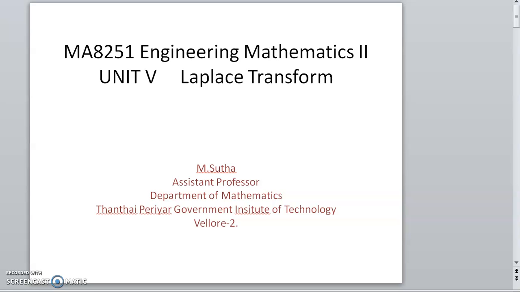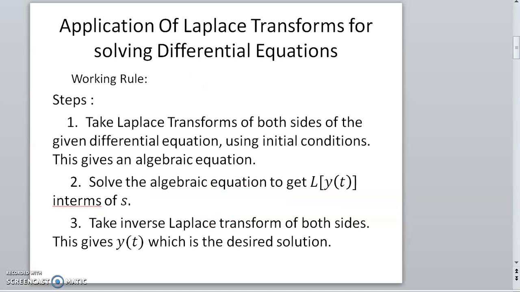Normally, to solve ordinary linear differential equations with initial conditions, we first find the general solution and then evaluate the arbitrary constants. The advantage of this method is that it yields the particular solution directly, without the necessity of first finding the general solution and then evaluating the arbitrary constants. This method is very easy to solve.